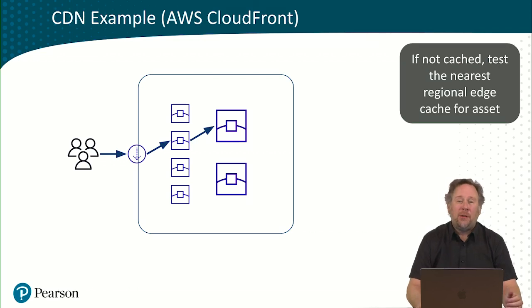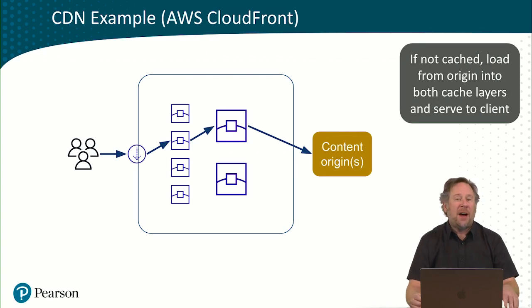And only if it is not available in any of those two layers of caches does it finally reach out to the content origin to pull that asset and then cache it at both layers while serving it back to the end user.